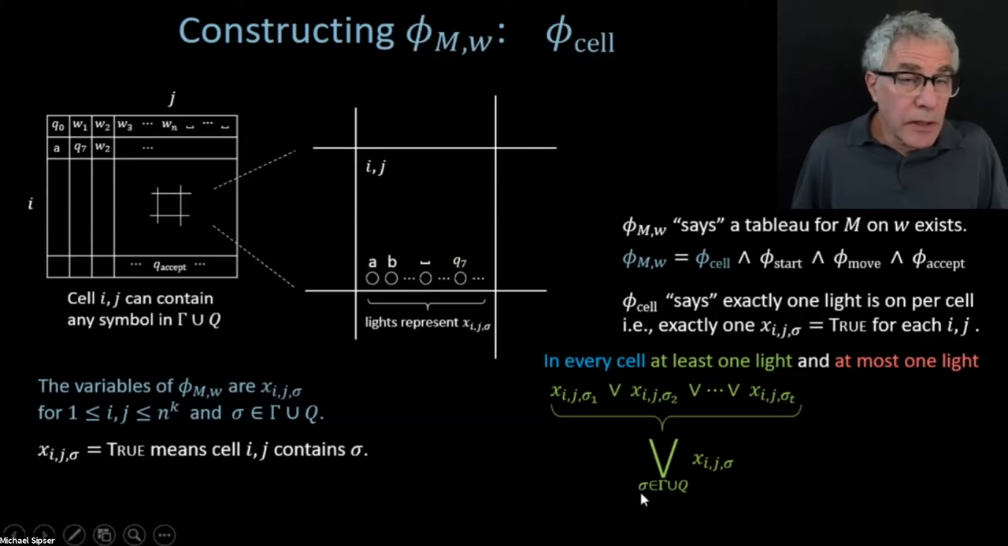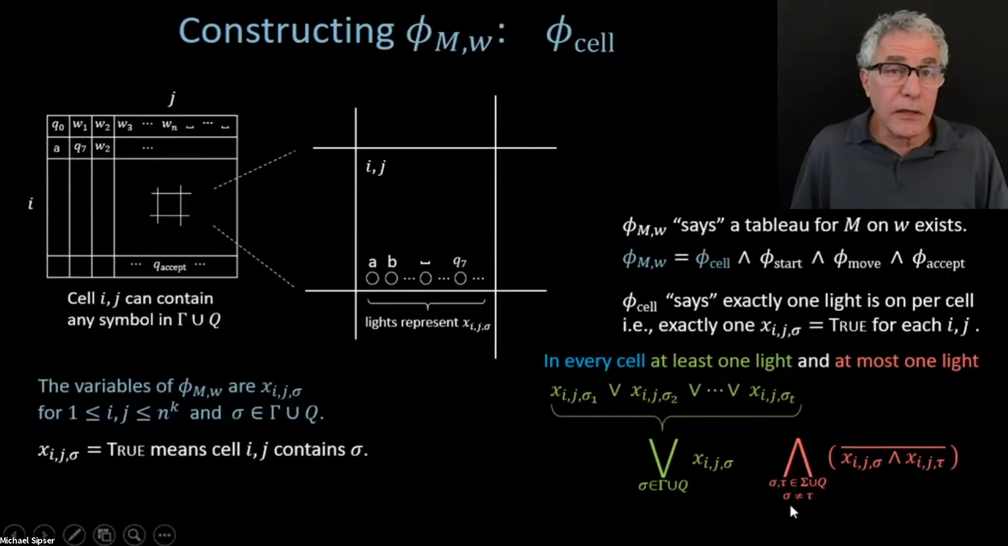So for sigma appearing in this set of possibilities, one of those variables has got to be on, at least. That's what this big OR tells you. Now I want to make sure that there's at most one that's on, so that there's at least one on, but there are not two that are on. So I'm going to have an additional part of the formula here, which says, and I hope you can read this, it's a little small.